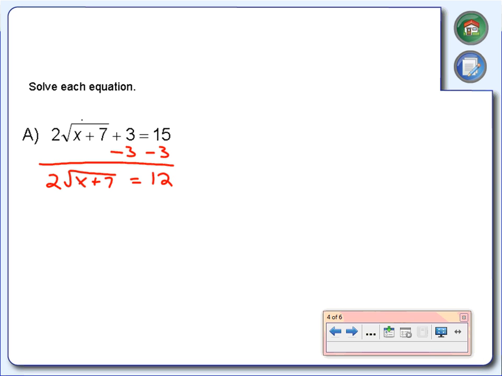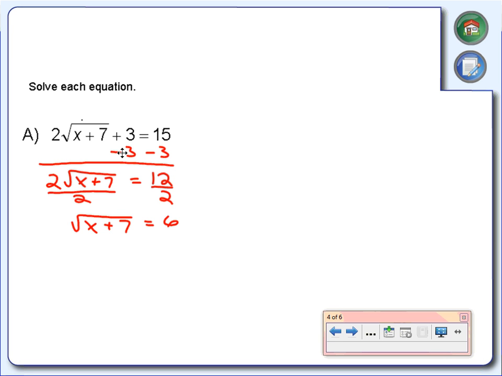But I still have something outside the square root. So I want to get rid of that 2, because I cannot have anything outside the square roots before I square. So let me divide by 2 now. So 12 divided by 2 is 6. So notice at this point, there's nothing outside the square root. We have just isolated the radical.